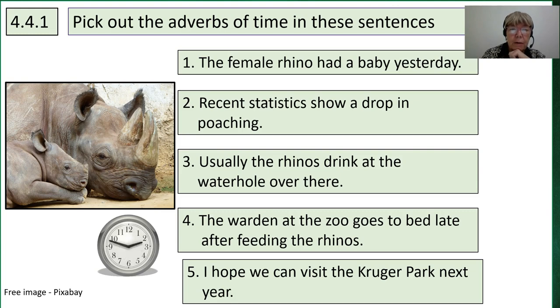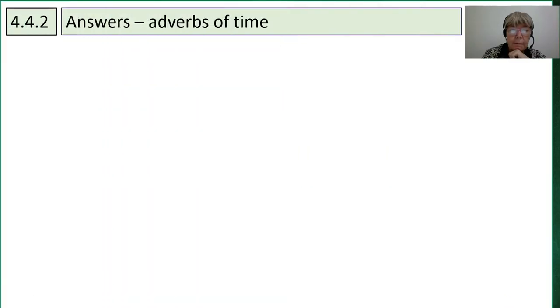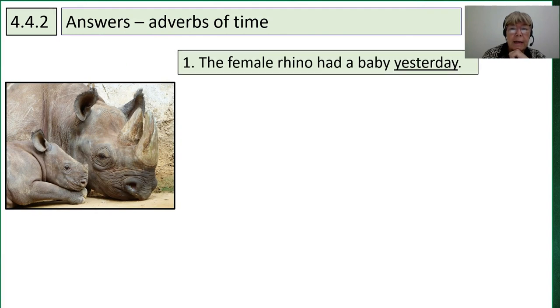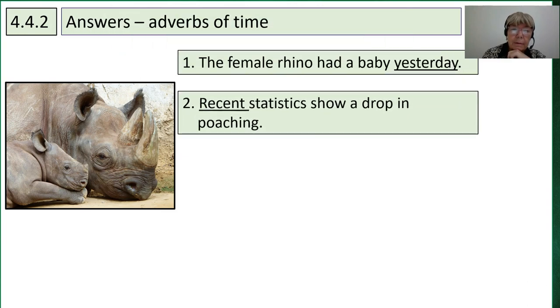Okay, let's mark them together. So the first sentence, the female rhino had a baby yesterday. Yesterday answers the question when. Recent statistics show a drop in poaching. Recent shows the answer to the question when.